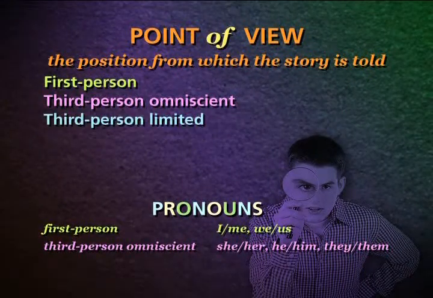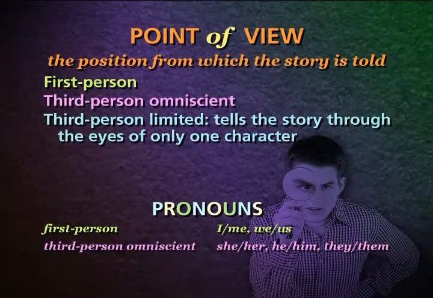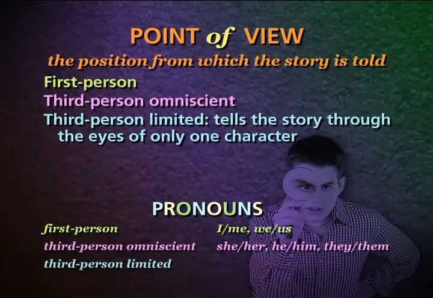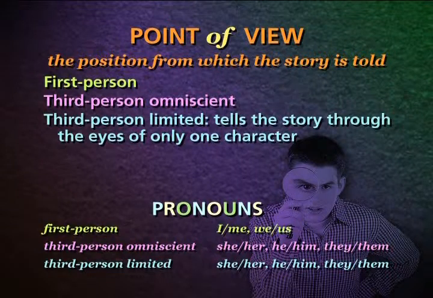The third person limited is when the narrator tells the story through the eyes of only one character using the pronouns she, he, and they. Most stories, not all, most stories are first person or third person omniscient. The third person limited isn't used as often.